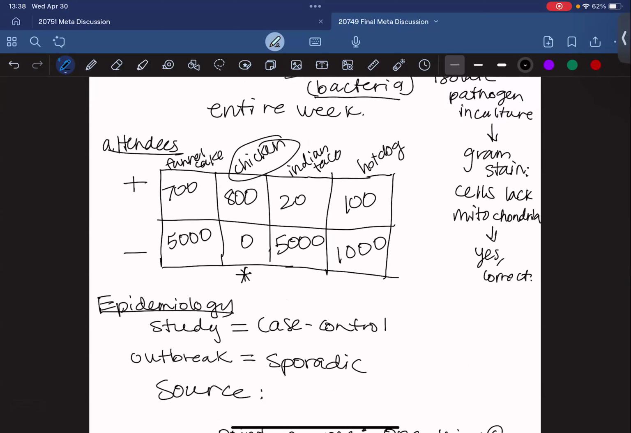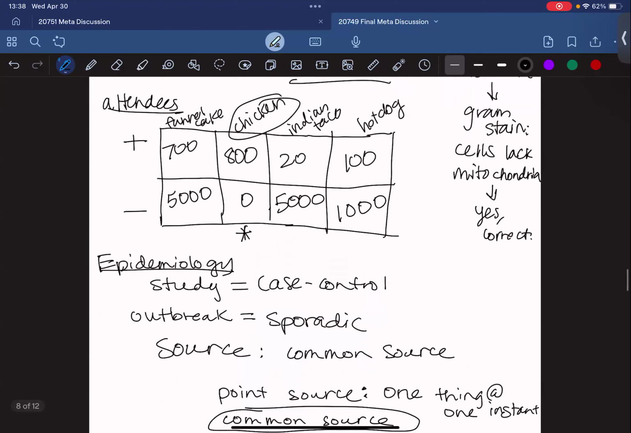In this case, we have over an entire week, people getting sick over time. It is from a common source, though. So this is a common source. Point source will be happening just from one exposure instant. So these are all different pieces of chicken when we're talking about 800 different people served here. So this is going to be common source.